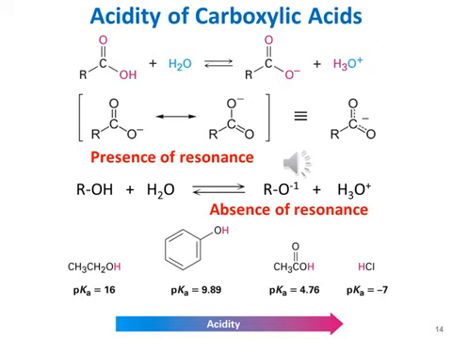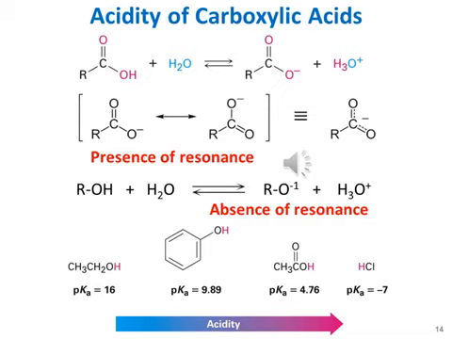Here at the bottom of this slide, I have shown some pK values. For example, ethyl alcohol has a pK value of 60. Whereas the pK value of phenol, that is also an alcohol, but an aromatic alcohol, is lower, since in the case of phenol the negative charge is delocalized on the benzene ring, so its acidity is higher than that of ethyl alcohol. And similarly, the pK value of acetic acid is 4.76, and that of HCl is -7.